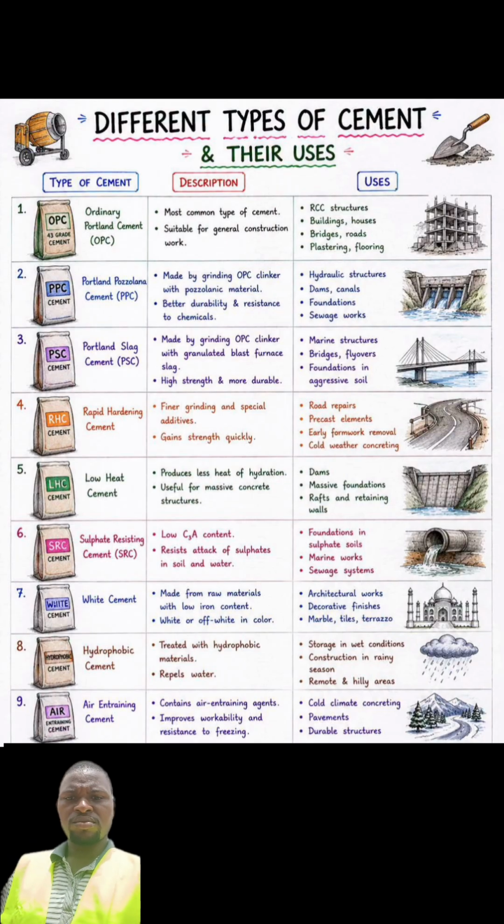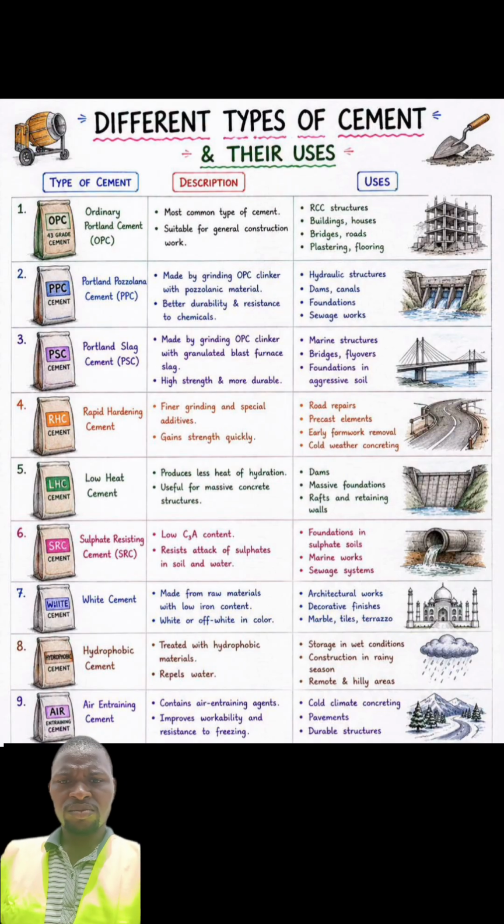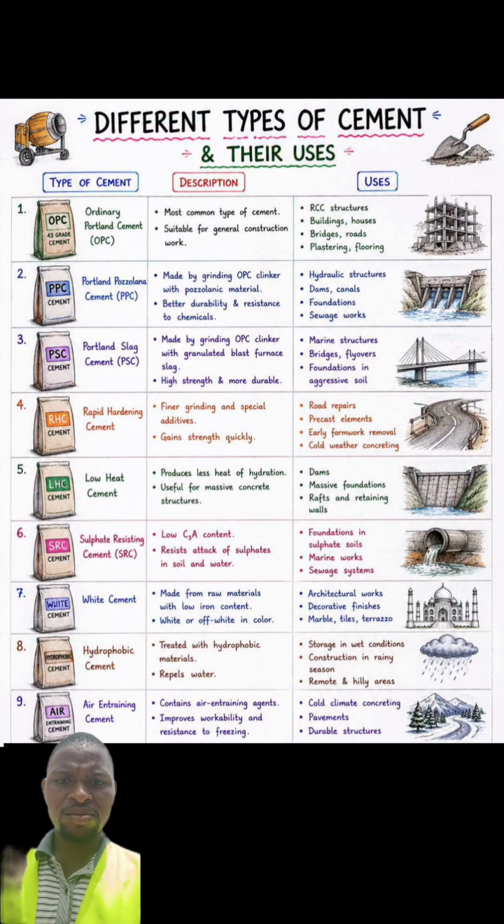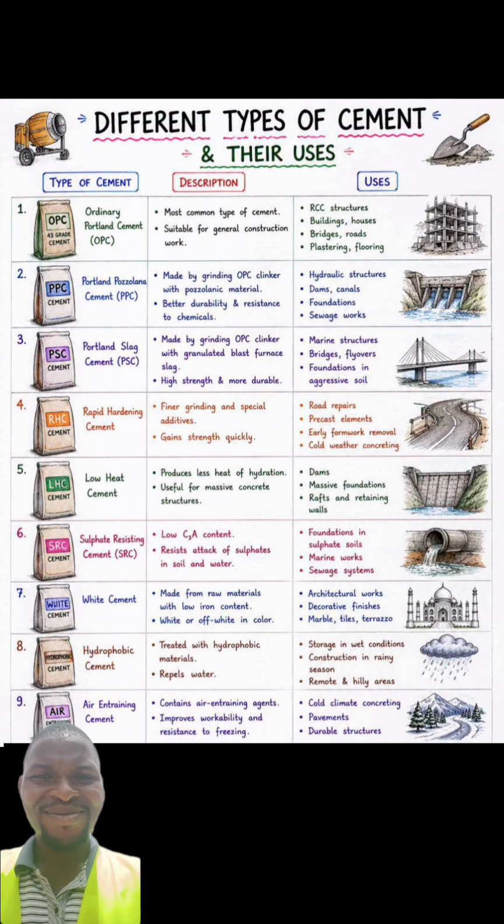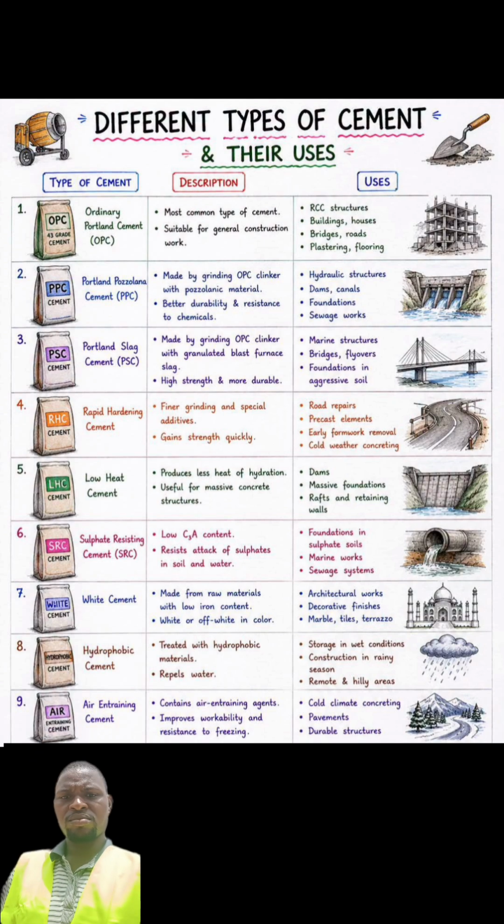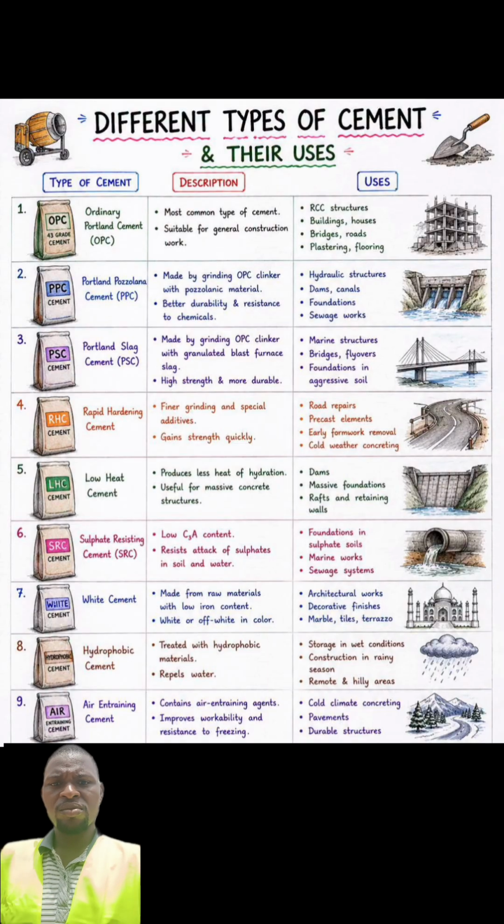Then for Portland pozzolana cement, that is the PPC, it is used in hydraulic structures like your dam, anything that has to do with water. Then your dams, your canals, your foundation, your sewage works. So you tend to use this Portland pozzolana cement.